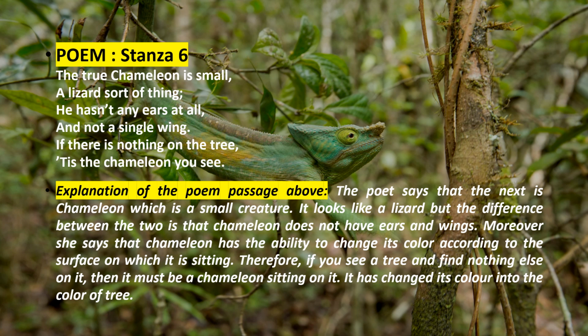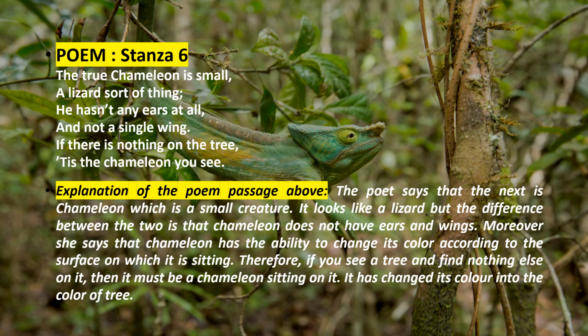I read it out. The true chameleon is small, a lizard sort of thing. He hasn't any ears at all and not a single wing. And if there is nothing on the tree, it's the chameleon you see. Very simple, students. The picture also I have put up in such a way that you can see it's a bit difficult to spot the chameleon because a chameleon can easily camouflage with the surrounding.